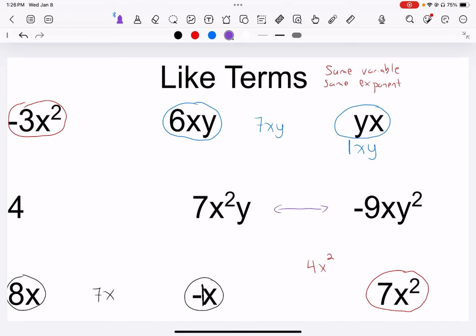The 7x squared y and negative 9xy squared are not like terms, even though they have the same variables. Here, the exponent of 2 is with the x, but in this term, the exponent of 2 is with the y. So that's why they are not like terms, so I cannot combine them.